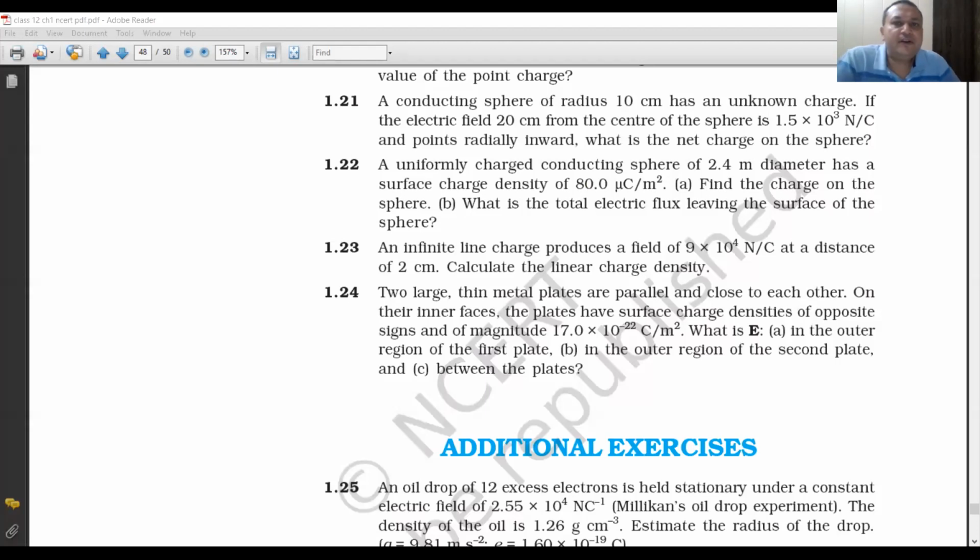So, electric field due to a thin spherical shell. Let us see how to find out the electric field using which law? Using Gauss law.